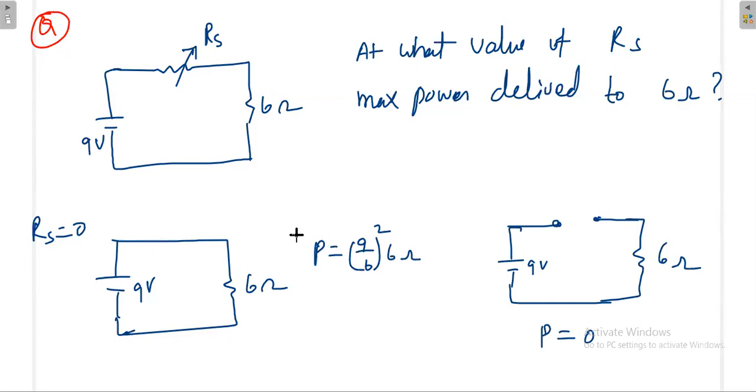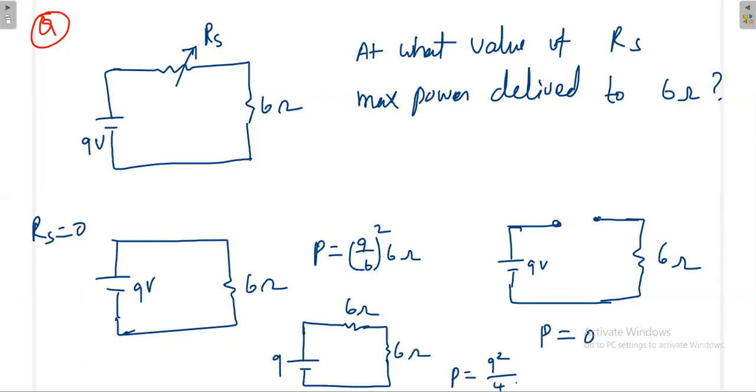If RS is short, you'll get this one. Or for RS, you can take any other value. You can take RS as 3 ohm also, or 6 ohm also. Once it is 6 ohm, then what is the power? Power is equal to 9 squared divided by 4 times 6. Which one is greater? This one is greater.